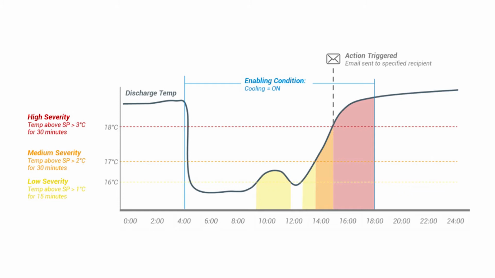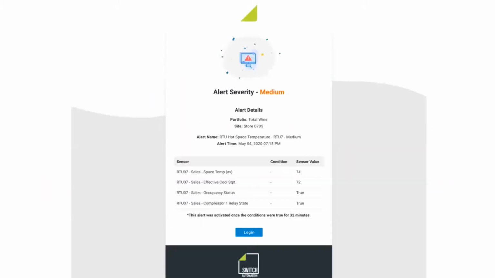You can enable actions and triggers for any level of alert that you'd like to get notified for. Here you can see an example email from the Switch platform alerting the user that there is an RTU with a hot space temperature greater than 2 degrees off from its given set point.